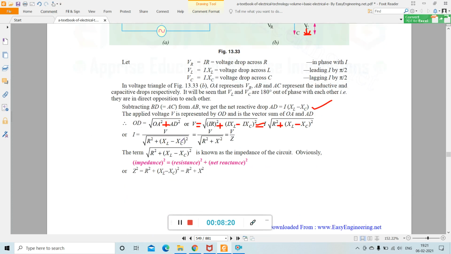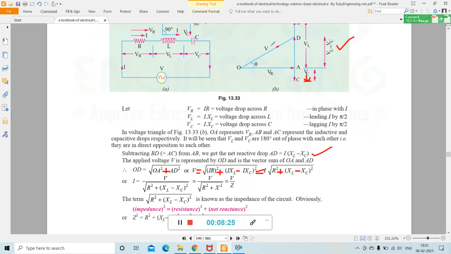Then the next is the applied voltage V, which is represented by OD. OD is the vector sum of OA and AD, so we can write OD is equal to the square root of OA square plus AD square. So V is equal to the square root of (IR) square, because this is VR, VR means I into R, plus VL minus VC, you can write IXL minus IXC, whole square. If we take I common, that is equal to I times the square root of R square plus (XL minus XC) square.